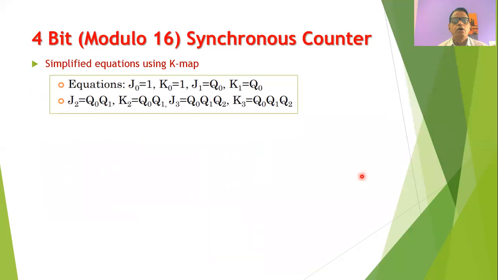Now we can go for the simplified SOP equations. So again, you can make the use of the Karnaugh maps, and by making the use of the Karnaugh map, you can obtain the equations such as J0 is equal to 1, K0 is equal to 1, J1 is equal to Q0, K1 is equal to Q0, J2 is equal to Q0 Q1, K2 is equal to Q0 Q1, J3 is equal to Q0 Q1 and Q2, K3 is equal to Q0 Q1 and Q2.